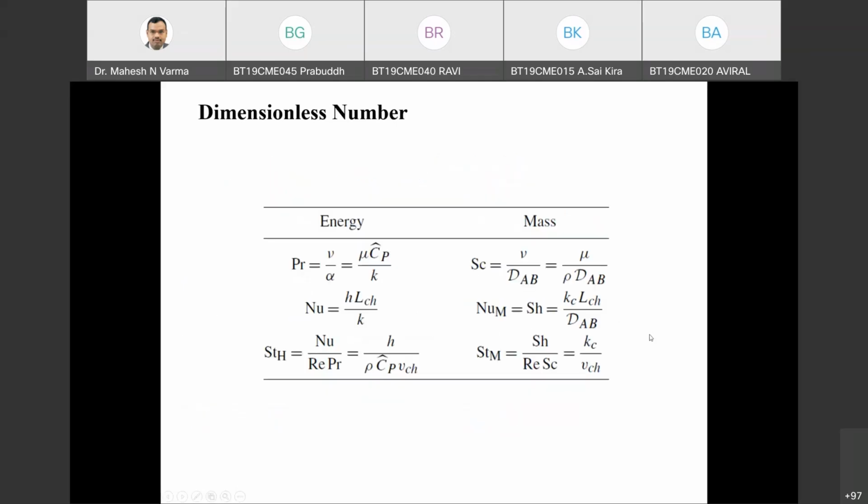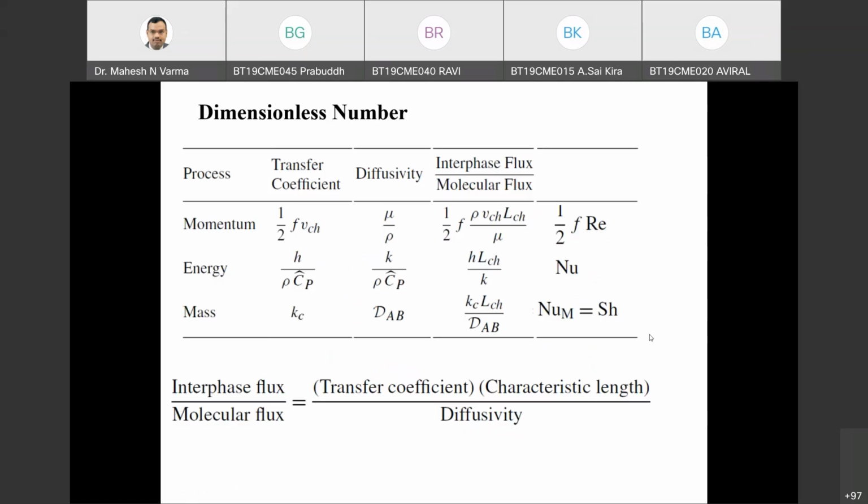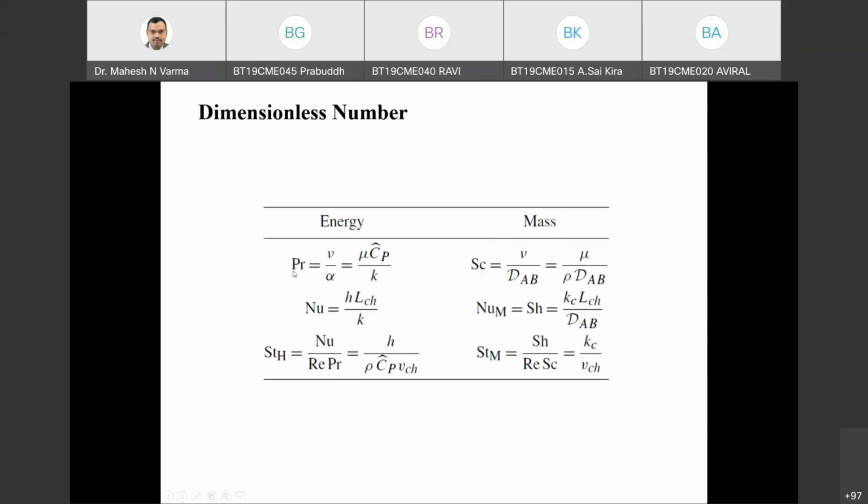So these are the dimensionless numbers we have. Similar dimensionless numbers we have discussed: Prandtl number, then Schmidt number. This is the Nusselt number for mass transfer, Sherwood number, Stanton number for heat transfer, and Stanton number for mass transfer. This is h by rho Cp, which will be equal to Nusselt number divided by Re into Pr.